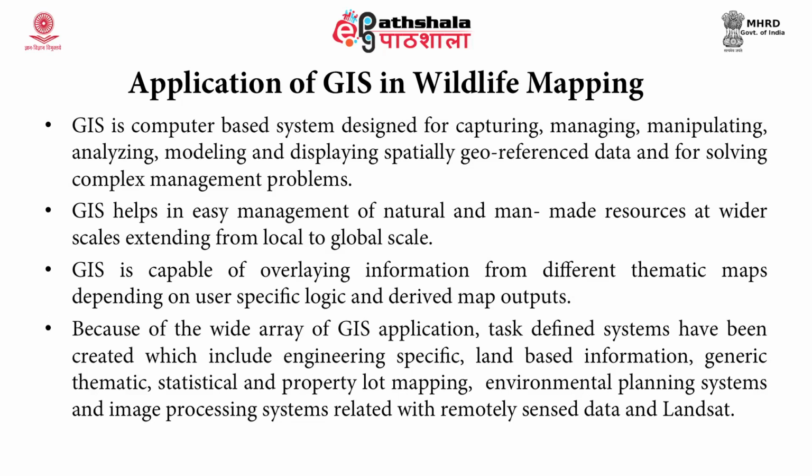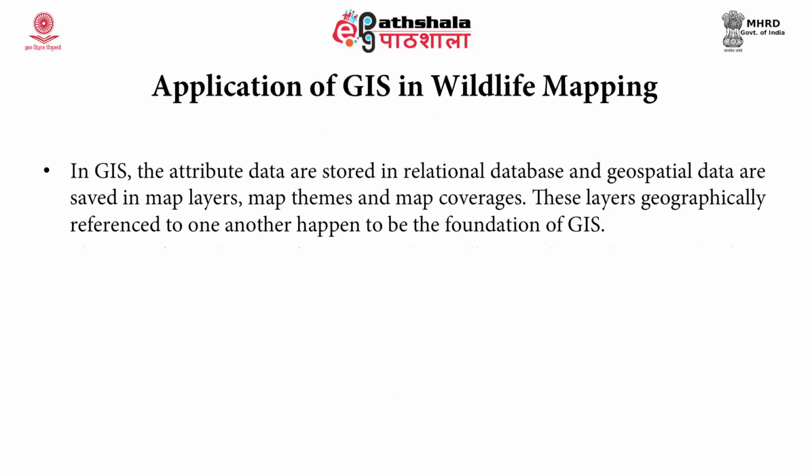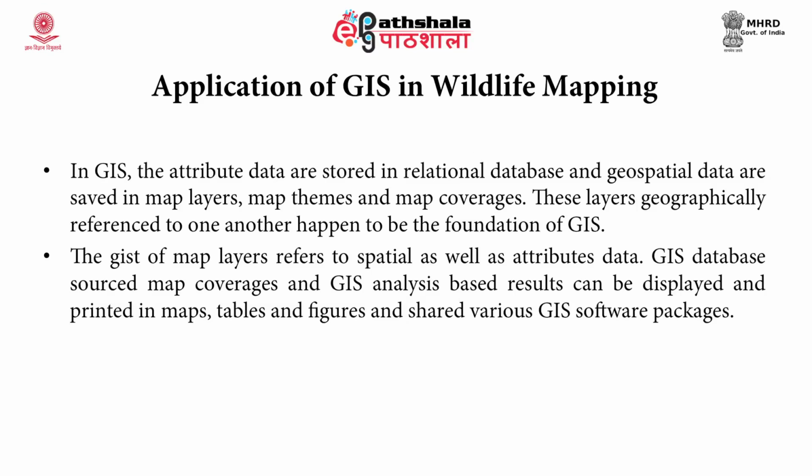Because of the wide array of GIS applications, task-defined systems have been created which include engineering-specific land-based information, generic thematic, statistical and property lot mapping, environmental planning systems and image processing systems related with remotely sensed data and Landsat. In GIS, the attribute data are stored in a relational database and geospatial data are saved in map layers, map themes and map coverages. These layers, geographically referenced to one another, happen to be the foundation of GIS. The gist of the map layers refers to spatial as well as attribute data.